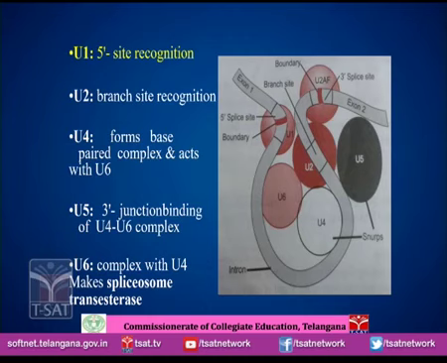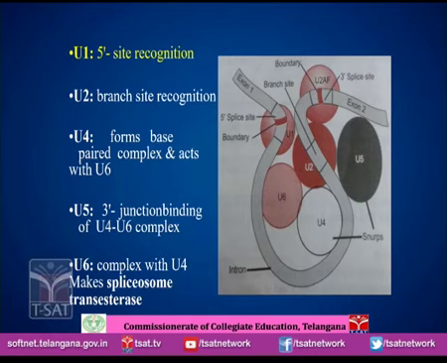Looking at the arrangement of the spliceosome, there are protein and RNA molecules of various kinds, like U1, U2, U4, U5, U6 and so on. Considering the function, U1 is a combination of RNA as well as protein. The U1 recognizes the 5 prime site.